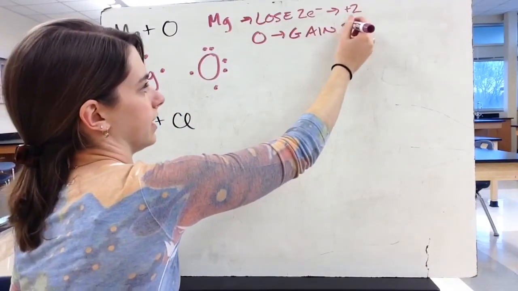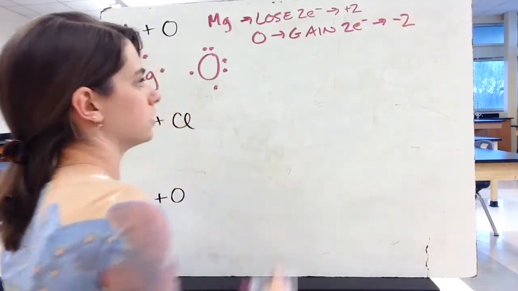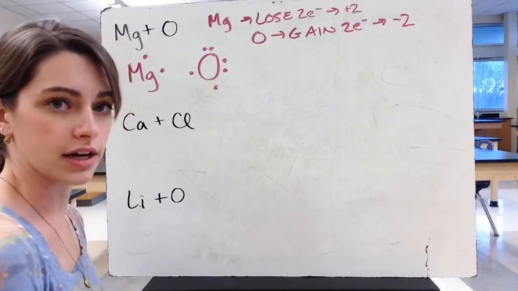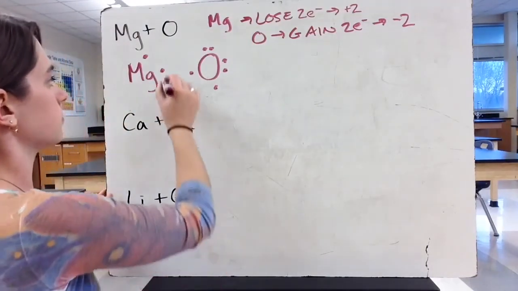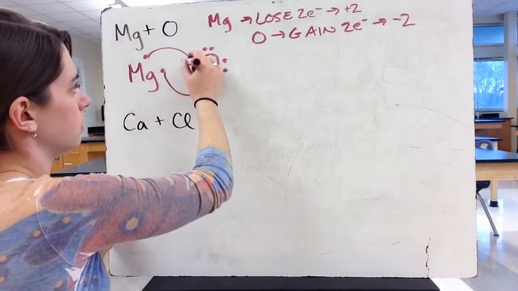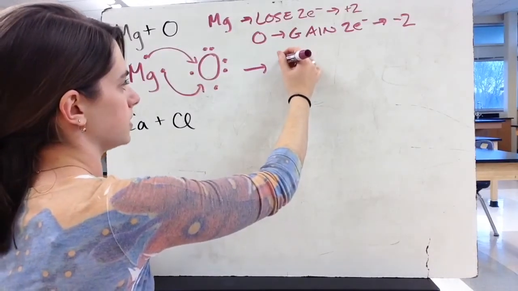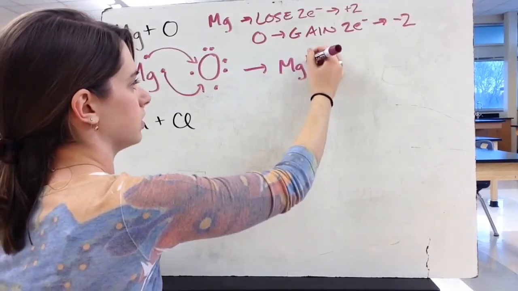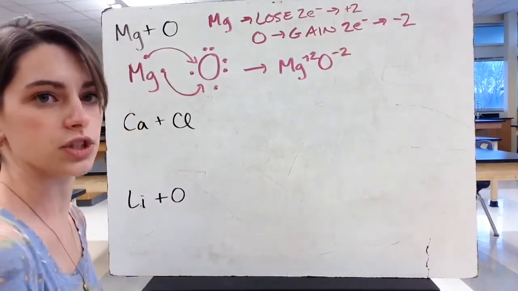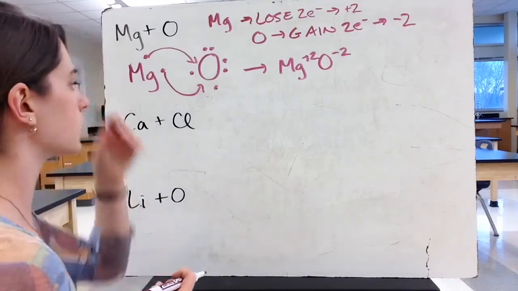So it's going to gain 2 electrons and make it a -2 charge. And then the last thing we need to do is draw our arrows to show the exchange of electrons. So there's 1 electron moving, and there's the other one. So after this happens, we end up with magnesium +2 and oxygen with our -2 charge, held together because of the attractions between the positives and the negatives.